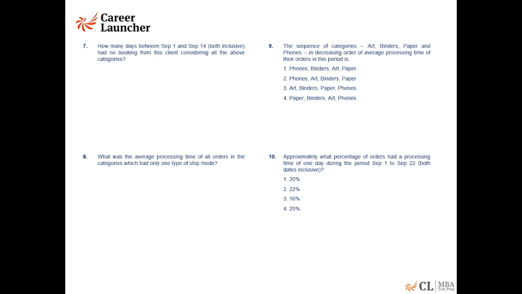Okay, which I would love to do when I look. Even if you glance through the question, how many days between 1 and 17 there was no booking? Obviously, this means I can do it on the graph itself. Similarly, average processing time of all orders in the category which had only one type of shift mode, I can do it on the graph.